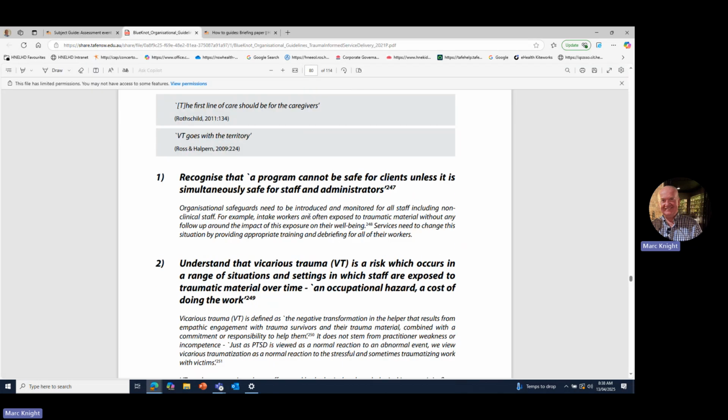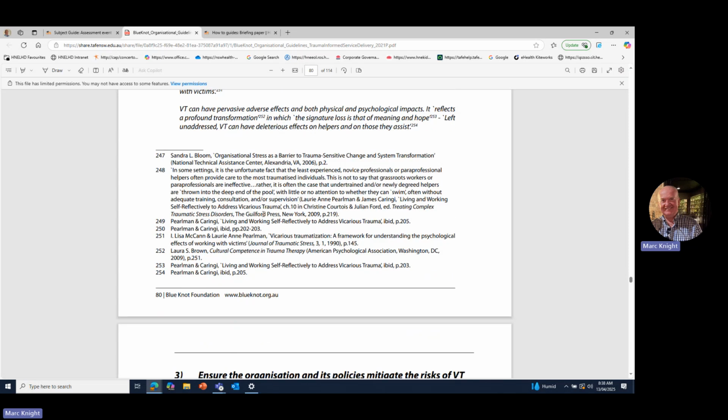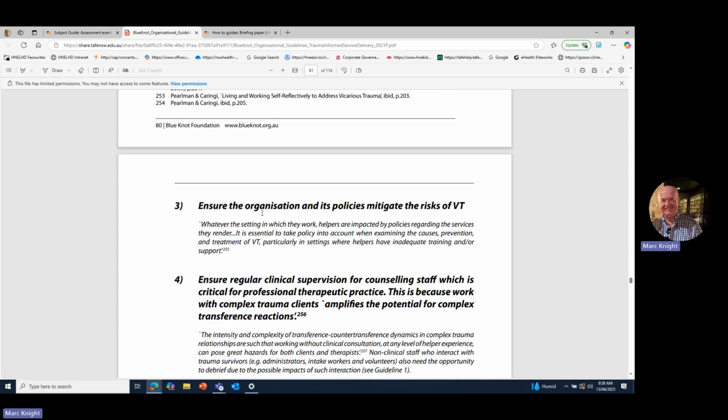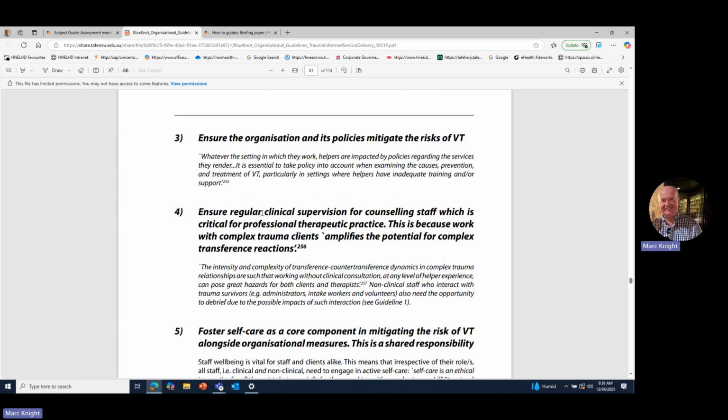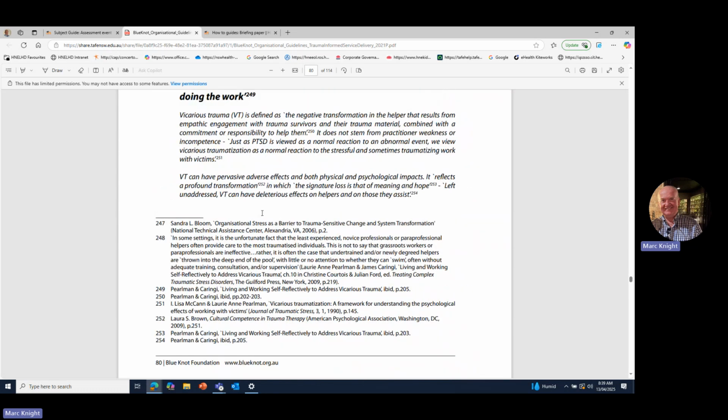Within this, the 5 points are that it's about recognising a program can't be safe for clients unless it is simultaneously safe for staff and administrators. It's about understanding that vicarious trauma is a risk which occurs in a range of settings in which staff are exposed to, and it's an occupational hazard and a cost of doing work. Ensure the organisation and its policies mitigate the risks of vicarious trauma, ensure regular clinical supervision, and foster a self-care component. Now, that's guidance for your brief.